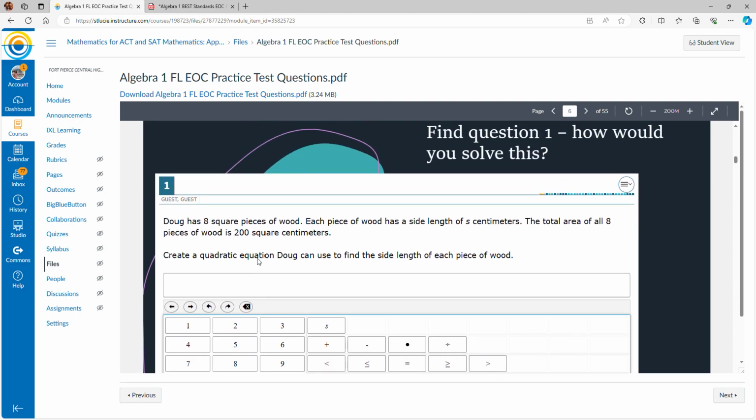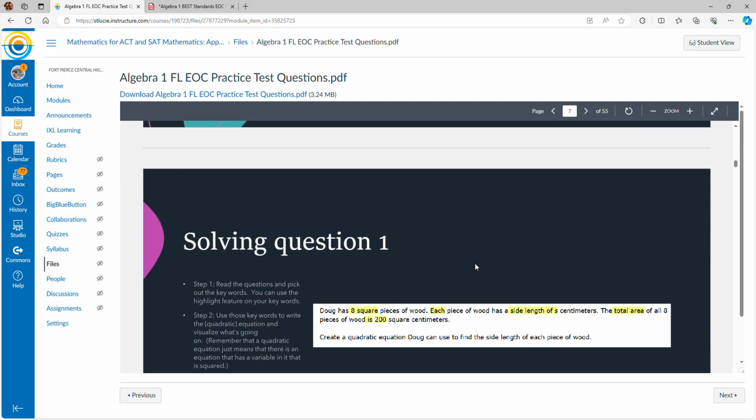Question number 1. Doug has 8 square pieces of wood. Each piece of wood has a side length of S centimeters. The total area of all 8 pieces of wood is 200 square centimeters. Create a quadratic equation Doug can use to find the side length of each piece of wood.